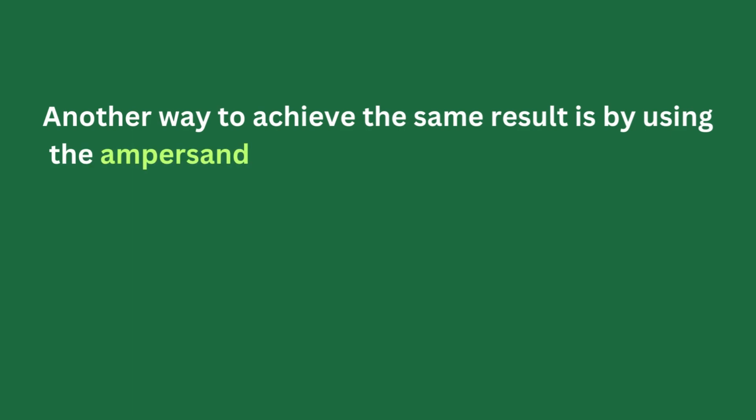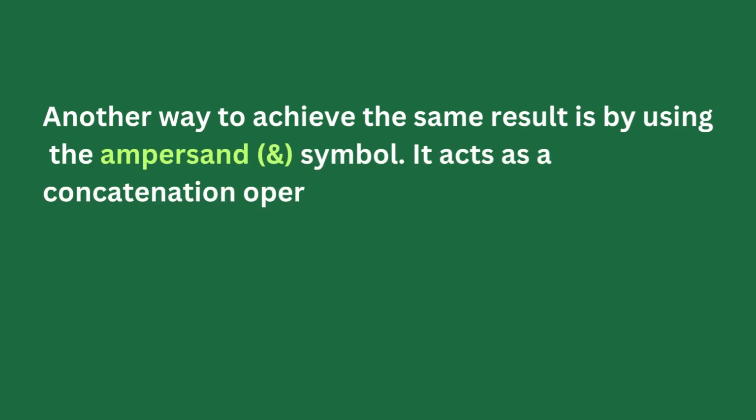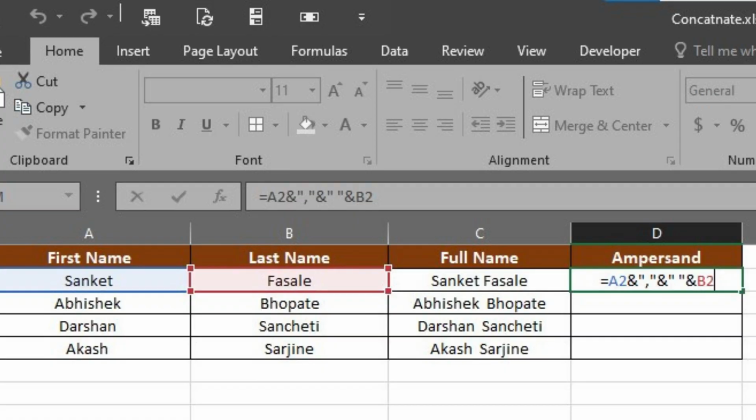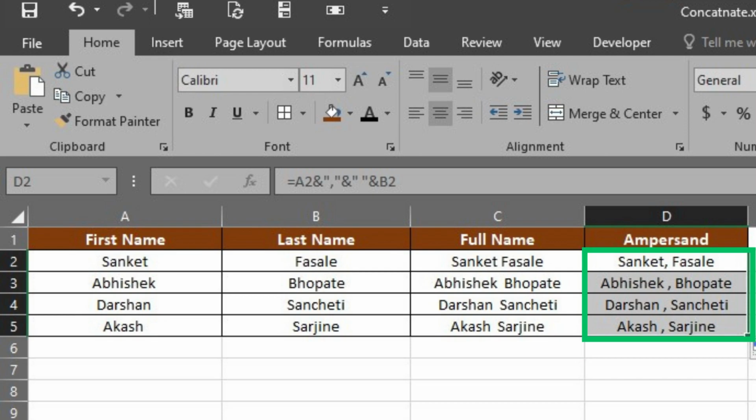Another way to achieve the same result is by using the ampersand symbol. It acts as a concatenation operator in Excel. Let's modify the formula in cell D2 by replacing equals CONCATENATE with equals A2 & "," & " " & B2. As you can see, the result is the same, but this time, we used the ampersand symbol to concatenate the text. It's a matter of personal preference whether you choose to use concatenate or the ampersand.